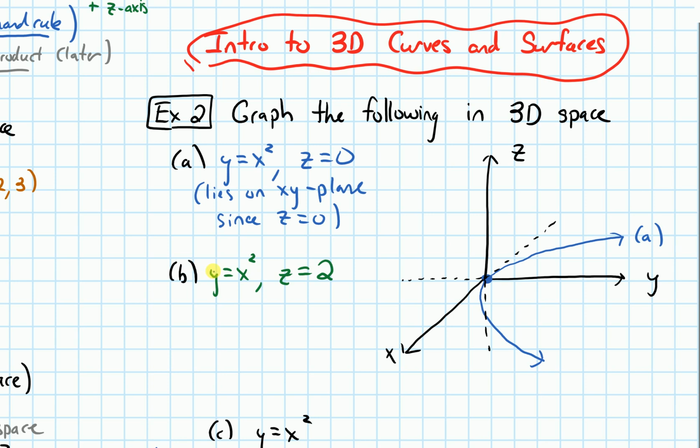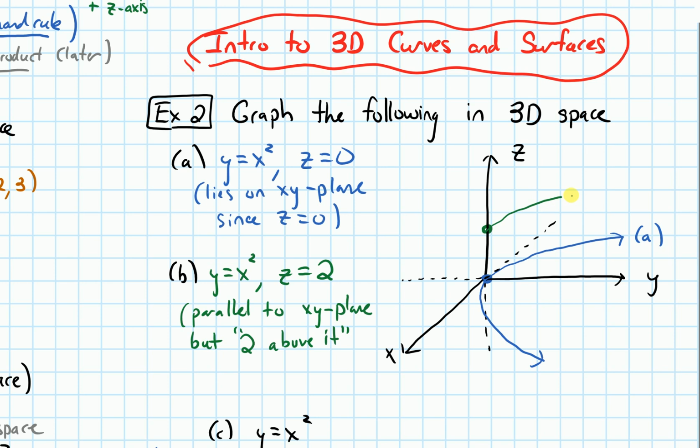The difference with graph B is that B also has that same curve, y equals x squared, but all the points now have z being equal to 2, which means it's parallel to the xy plane. But the fact that z is 2 for every single point on this curve means it's 2 above it, or 2 higher than it. So if I were to take the vertex, for example, and move that up 2, it would be somewhere here. And now I'm going to sketch that same parabola, but just with everything raised up 2.